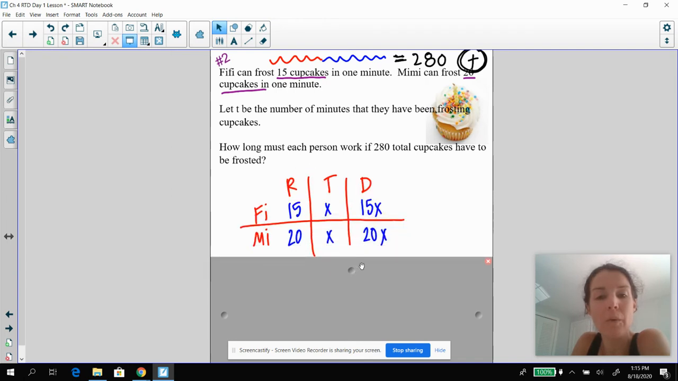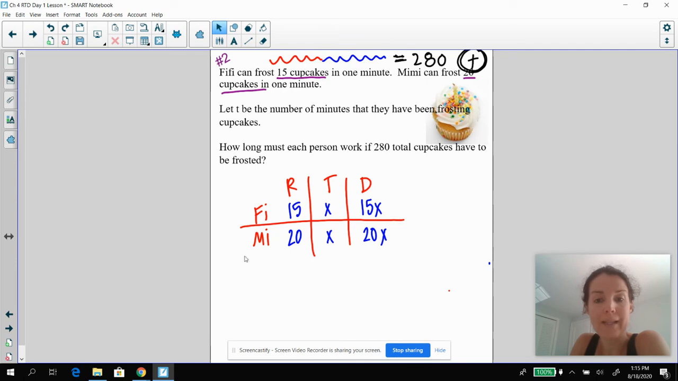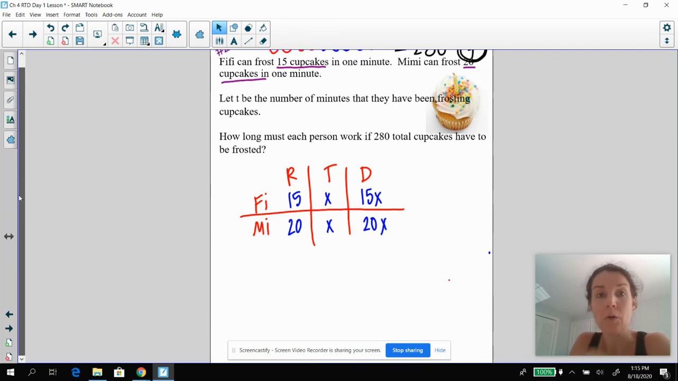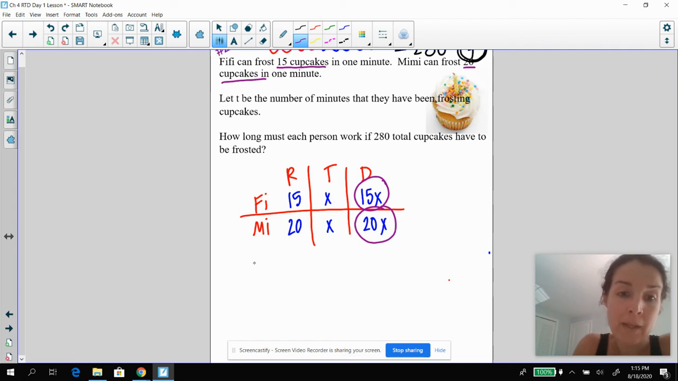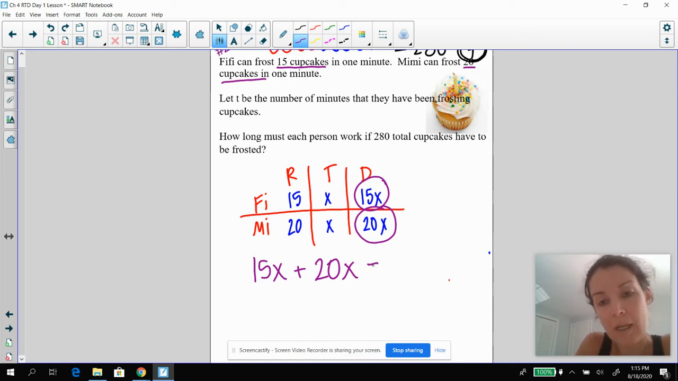Okay, we're back. So you made your RTD chart. I'm just going to show you what I wrote down here. And hopefully you got the same thing. So remember, all we care about is our distance. So 15x and 20x. Fifi's done a certain amount. Mimi's done a certain amount. And what I care about is when together they have made 280 cupcakes.